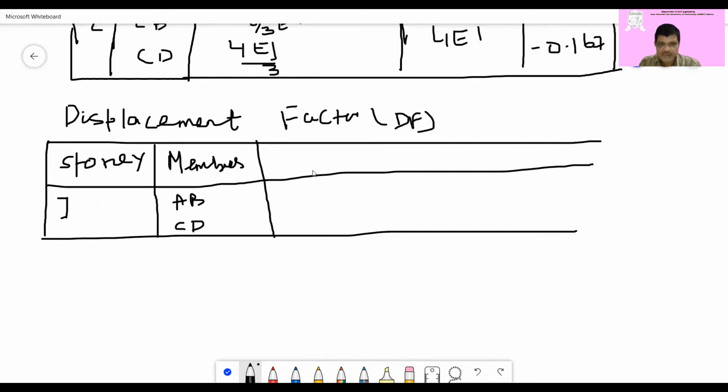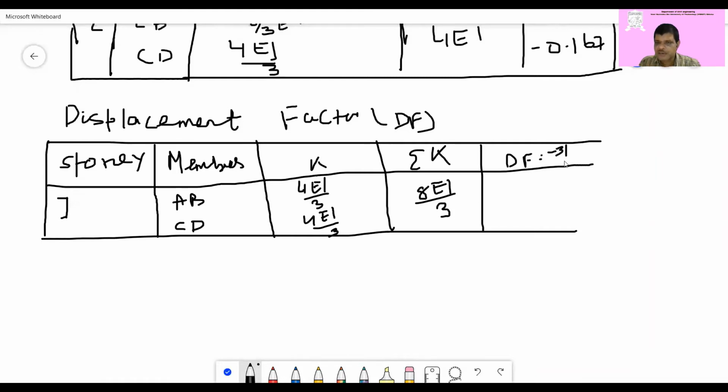So what will be the K value? 4EI by L. For AB it is 4EI by 3, and CD is 4EI by 3, and sigma K will be 8EI by 3. And here your DF, that is minus 3 by 2. Remember well, minus 3 by 2.